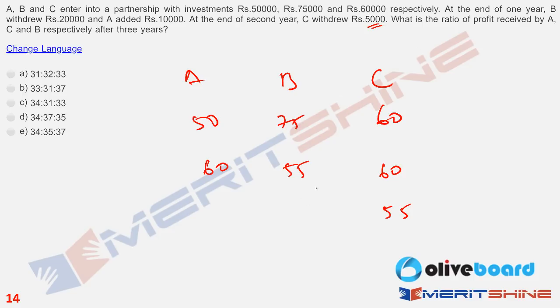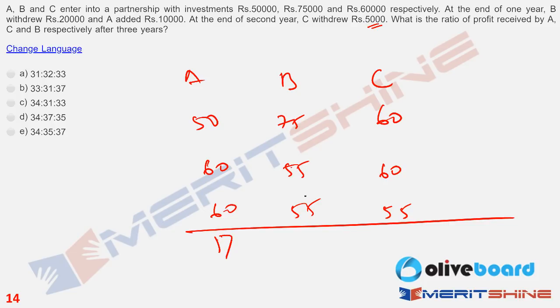What is the ratio of the profit of ABC after 3 years? So this is again 55 and this is 60. You just have to add it, right? So this is 12, 5, 17, 18.5. And how much am I getting? This is 12 and this is 17.5. So what am I getting here? 34 I can do, 37 I can do, and 35.